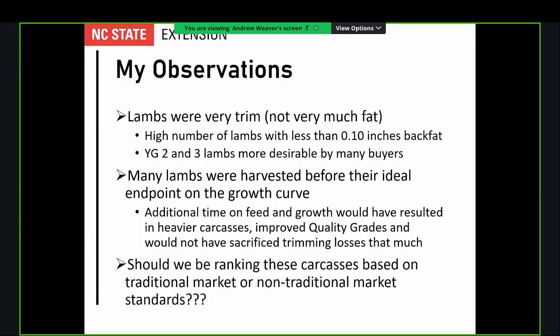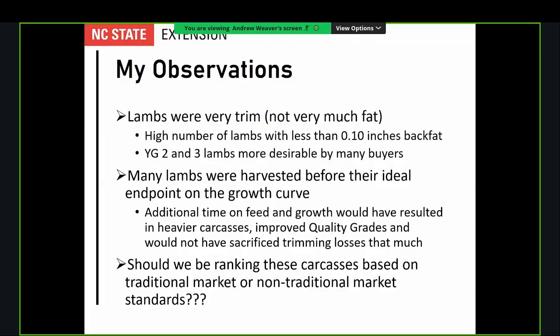And I think one thing that we need to discuss, you all discuss as a breed, and I'm happy to share my 2 cents on this as well, is how should we be evaluating these carcasses? The way the contest was evaluated this year was very much from a traditional market standpoint, evaluating yield and quality and ranking those animals that index well relative to their cutability, yield grade, muscularity, and leg scores.